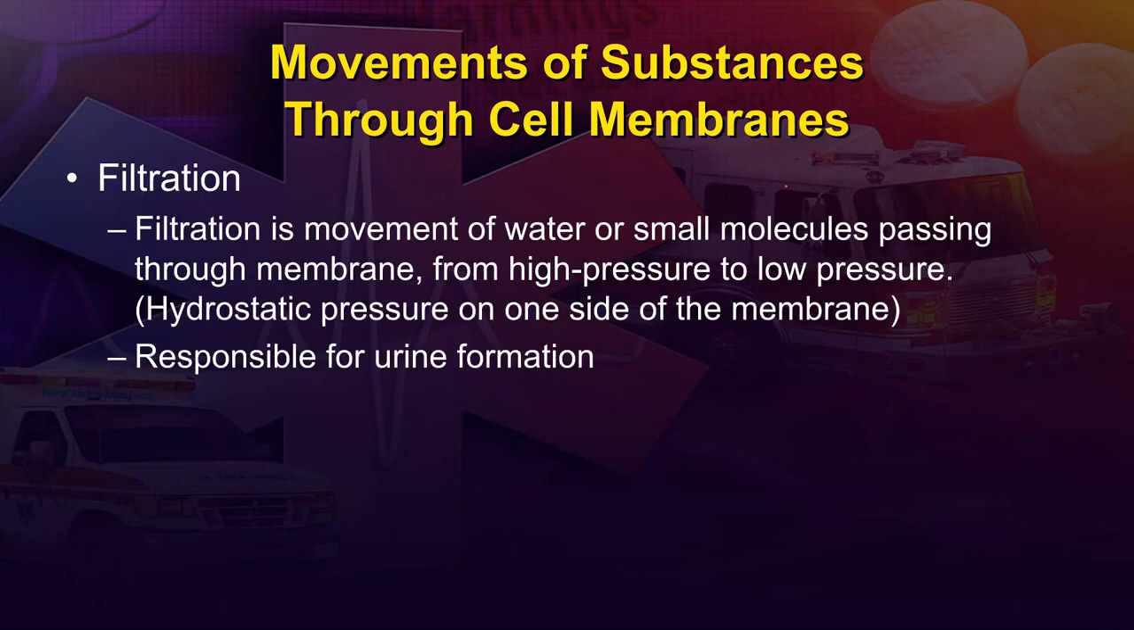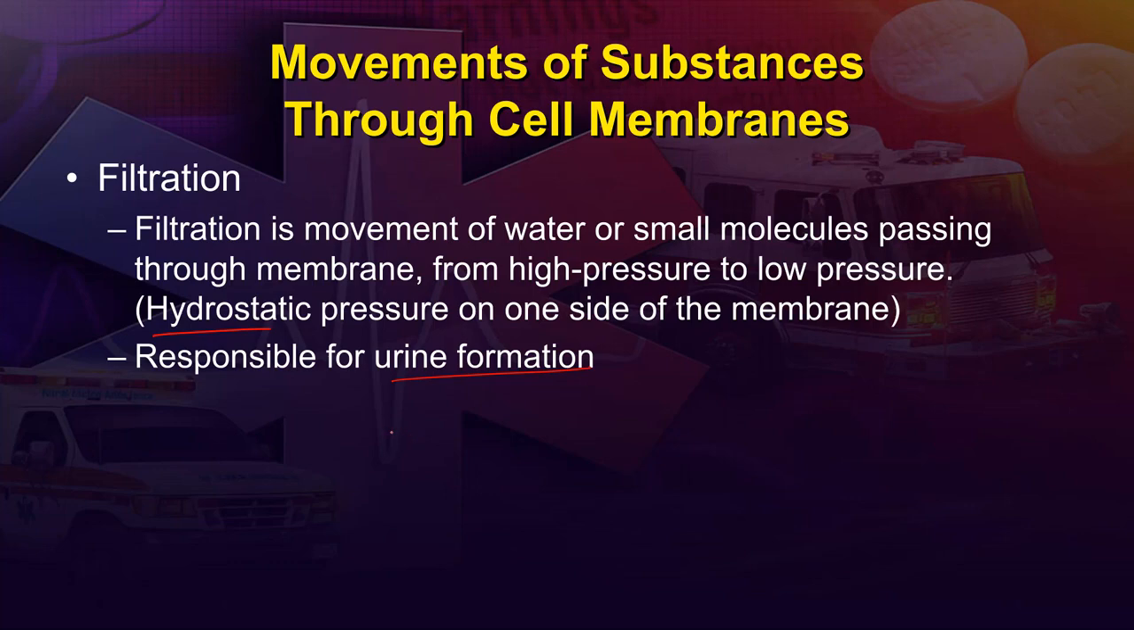Filtration is a little bit different, and it can be the movement of water or small particles passing through a membrane, but usually using something like pressure. When we talk about something like hydrostatic pressure, what we're really talking about is the pressure of water. And this is important in the human body because water is the solution that makes up almost all of our cells. Urine formation happens in this way, in which we have more water pressure on one side of the body than on the other side of the body's membrane into the renal system.